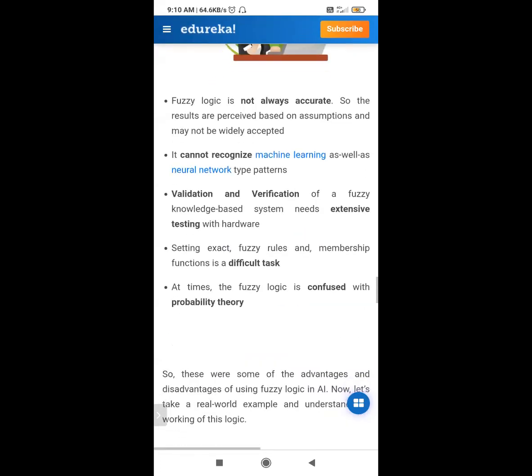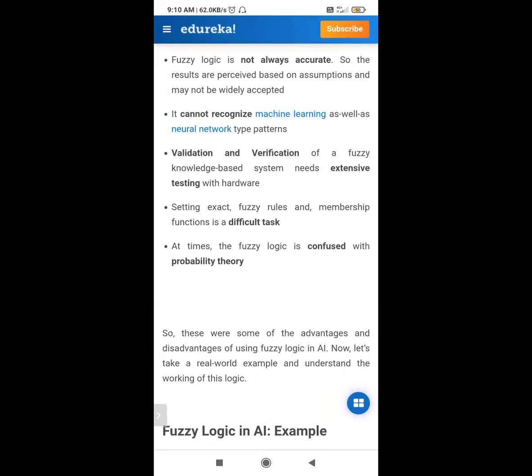The disadvantages here are: fuzzy logic is not always accurate. So the results are perceived based on the assumptions and may not be widely accepted. The results which we get from the fuzzy logic are sometimes accurate, but not every time. Next one is it cannot recognize machine learning as well as neural network type patterns. So machine learning patterns and neural network type patterns are not recognized by fuzzy logic.